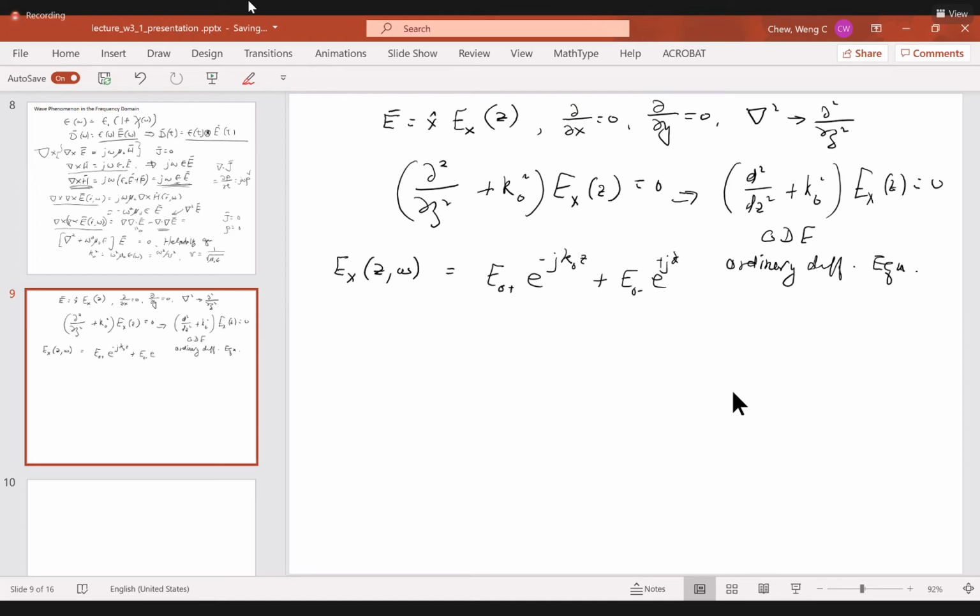You can plug this in and convince yourself that this is the general solution to this equation. Let me draw a line here so it's not confusing. We know that when we have a second order ODE, we have to look for two solutions. If you have a first order ODE, there should only be one solution. Since this is a second order ODE, with the second derivative, we have to look for two solutions. These two linear superpositions are the general solutions that we have. And remember that we are doing all these things in the frequency domain.